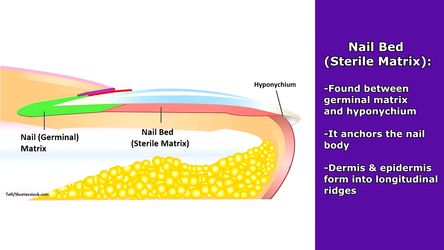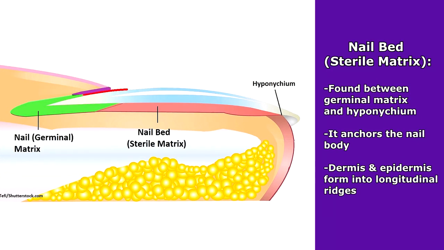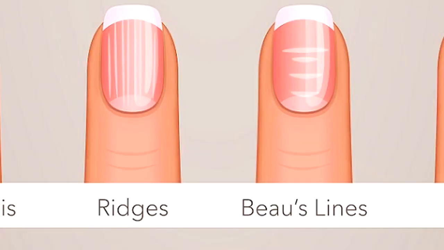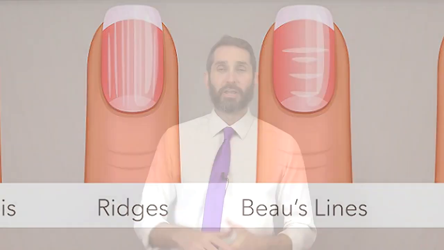Next, we have the nail bed, which is also called the sterile matrix. And this is the area found between the lunula of the nail matrix and the hyponychium. And the nail bed allows for the attachment of the nail body. And the dermis and epidermis of the nail bed often form into these longitudinal ridges. And sometimes if you look closely, you can see these small vertical ridges on the nail plate itself. And these ridges can be normal. However, if you ever notice really deep ridges or even horizontal ridges in the nails, it could indicate an underlying health issue.